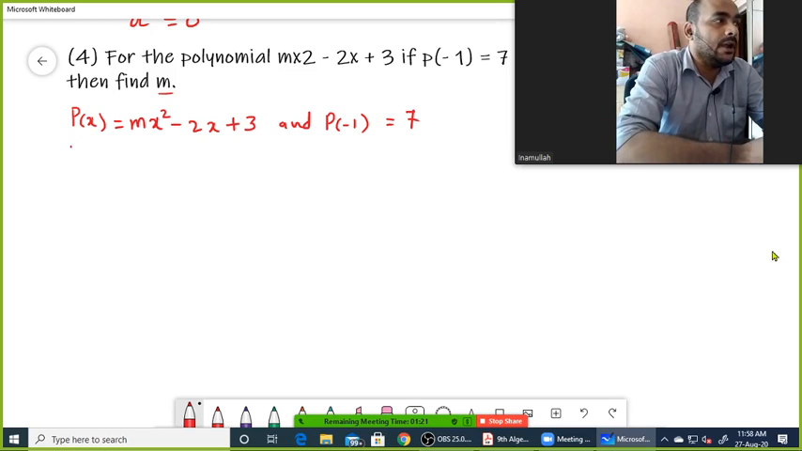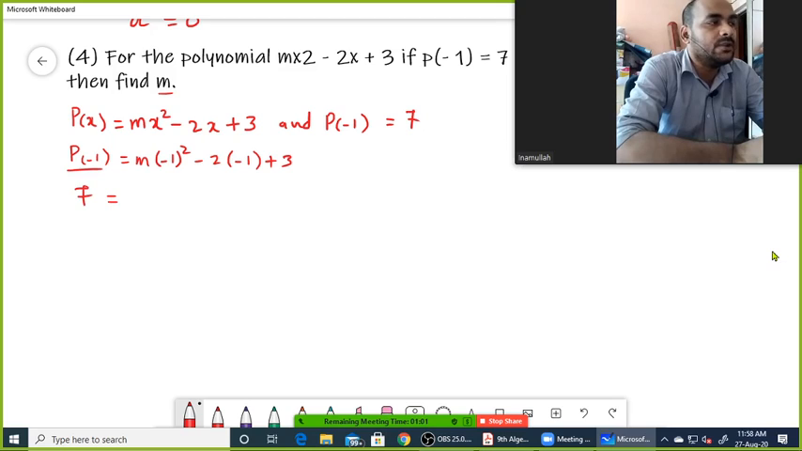So what I'll do, I'll substitute minus 1 in the place of all the x. So here we can take m into minus 1 whole square minus 2 into minus 1 plus 3. The value of this p minus 1 is 7. So here we can take 7. Minus 1 square will remain as 1, so m into plus 1 will remain as m. Minus 2 into minus 1 will give me plus 2, and plus 3. So 3 plus 2, that is 5.